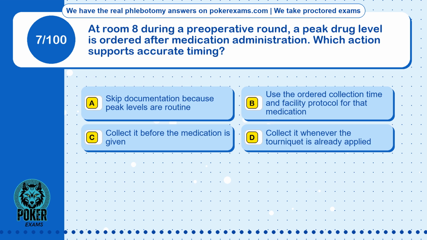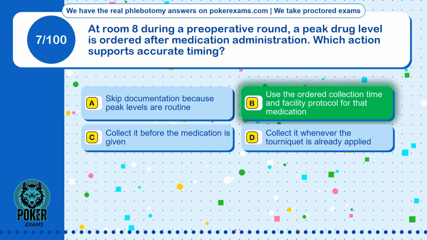Question 7. In room 8 during a preoperative round, a peak drug level is ordered after medication administration. Which action supports accurate timing? Option A, skip documentation because peak levels are routine. Option B, use the ordered collection time and facility protocol for that medication. Option C, collect it before the medication is given. Option D, collect it whenever the tourniquet is already applied.